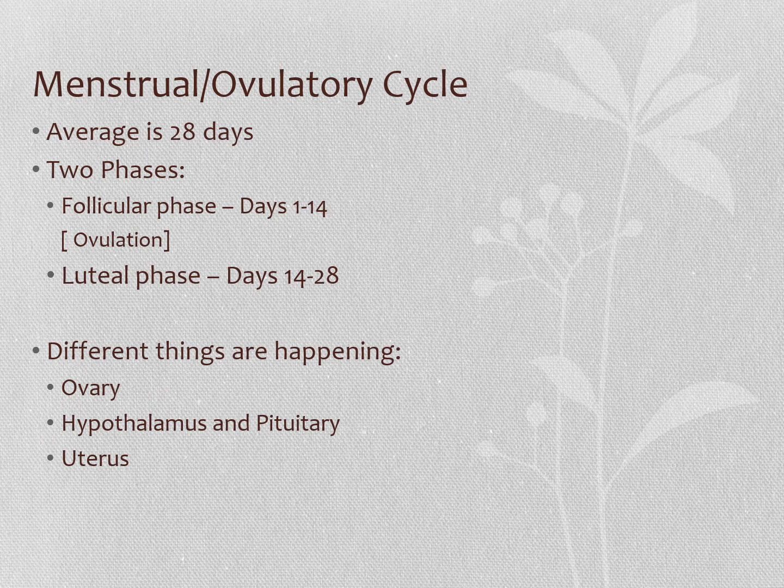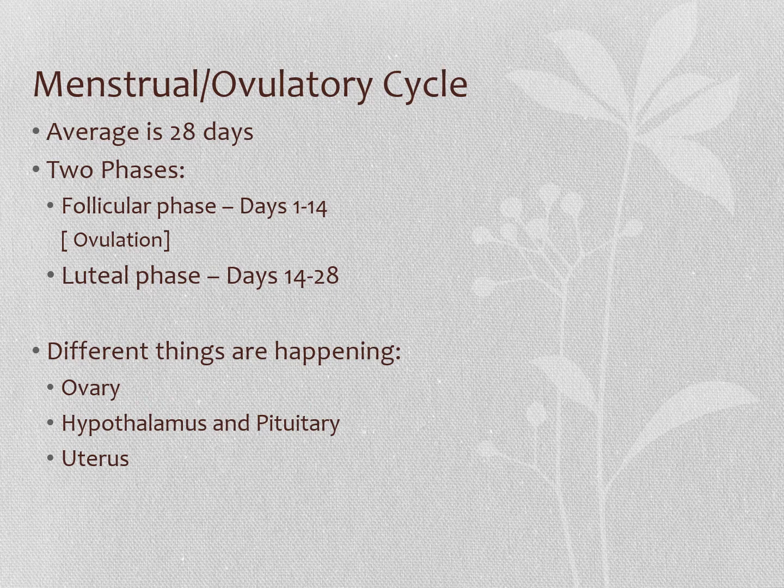And so a couple of things to keep in mind just as an overview. The average length is 28 days. So we're going to use that standard 28-day cycle as a reference and a context within which to position all the different events, although normal can range from 22 to 36 days. But we're going to use 28 for simplicity purposes.